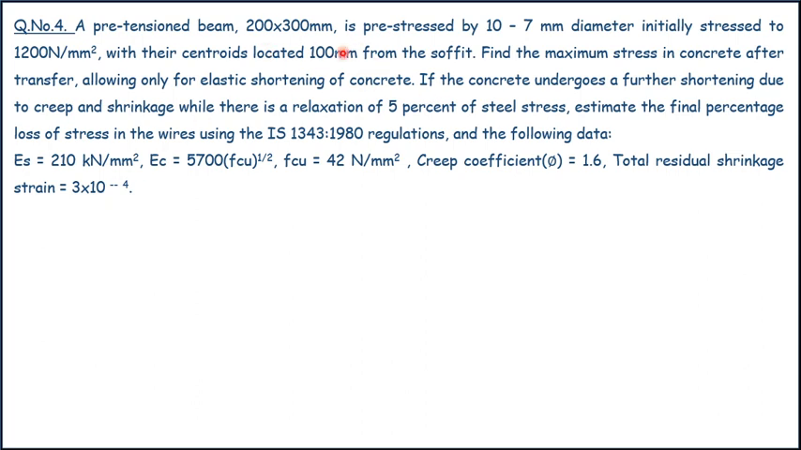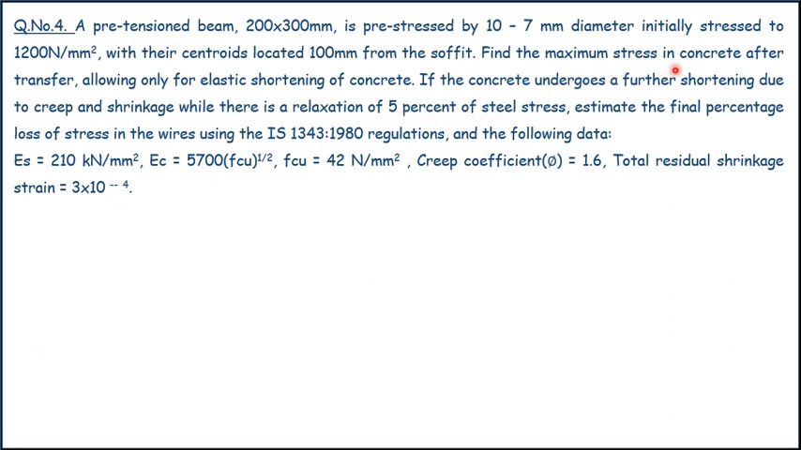So in this part of the question, they have given us a rectangular cross-section beam which is pre-stressed by 10 numbers of 7 mm diameter wires, and each has an initial stress of 1200 Newton per mm square. These are located 100 mm from the soffit, meaning from the bottom edge of the beam a 100 mm distance is kept. So from the 100 mm we are able to easily determine the eccentricity of the cables which are located in the beam.